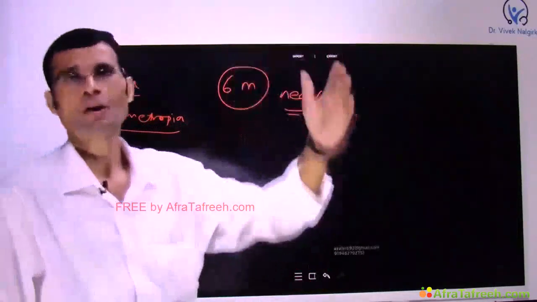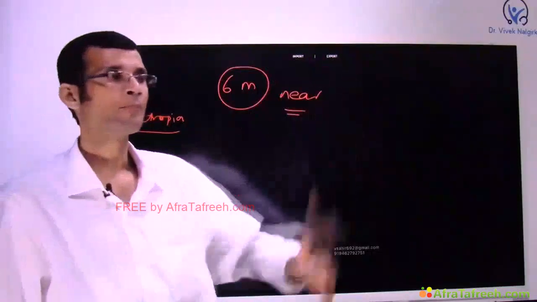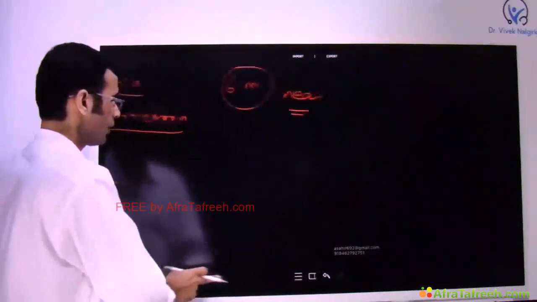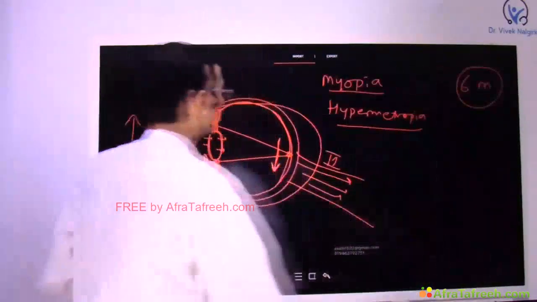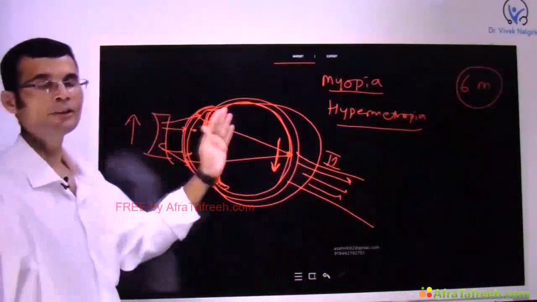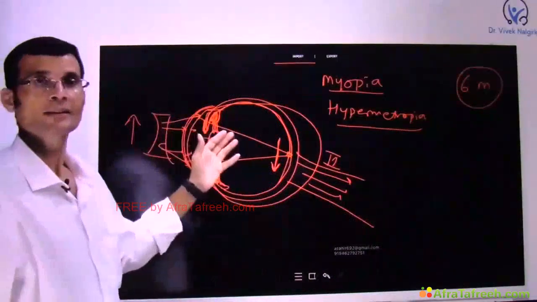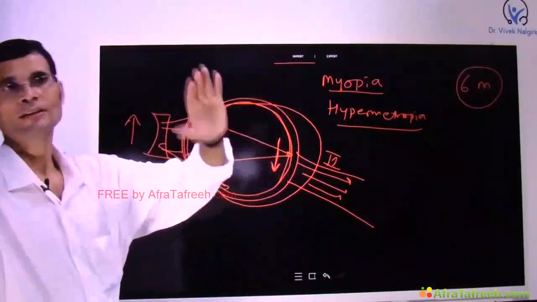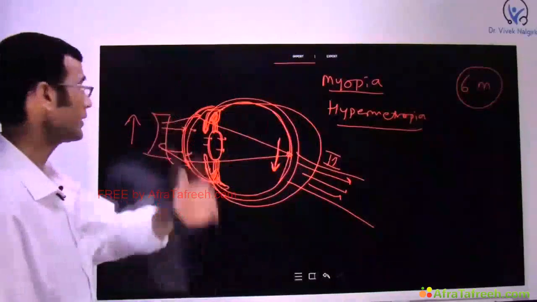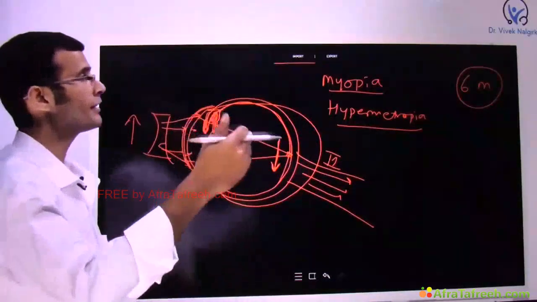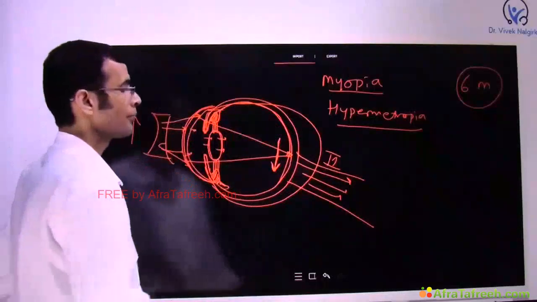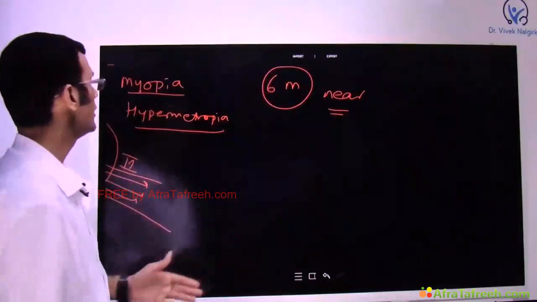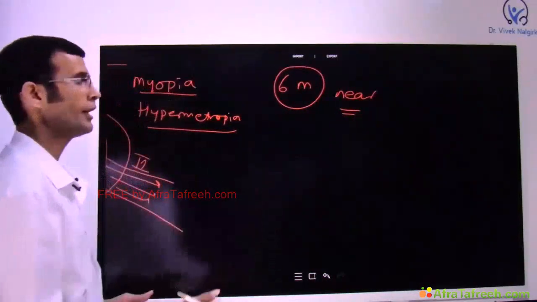if the object is 6 meters or beyond, then the parallel rays coming from such an object will automatically converge on the retina without having to make any changes in the eye. Therefore 6 meters and beyond up to infinity will be the far distance, far object. And if the object starts coming closer within 6 meters, then some changes in the eye become necessary in order to have the image on the retina.